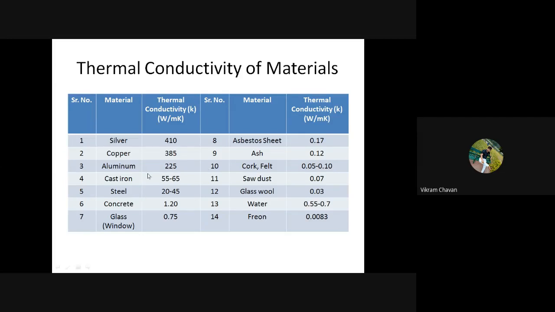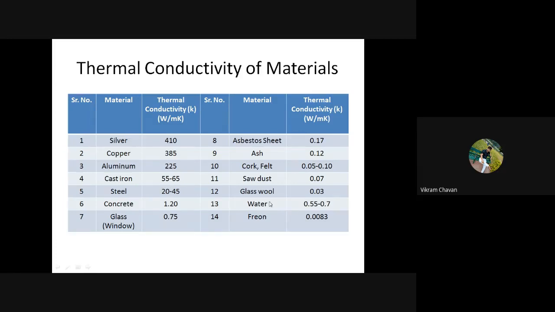Now why is the range provided here? Because cast iron has different types of composition. In some cast iron the sulfur or carbon percentage is high, and in that case the thermal conductivity will be different. In some cast iron the carbon percentage is less or the ferrous percentage is low, and in that case the thermal conductivity will also be different. So the range is provided.